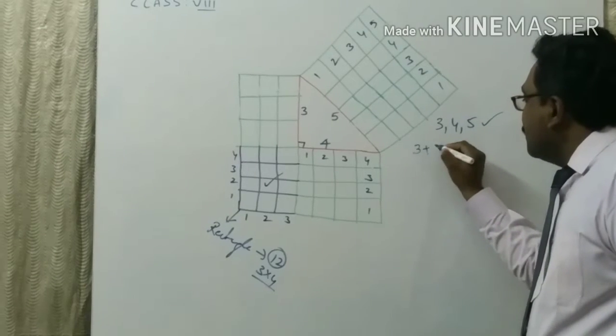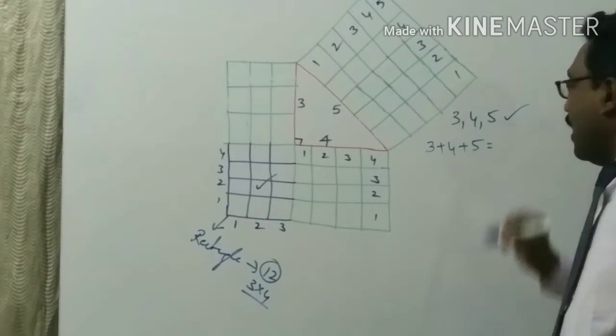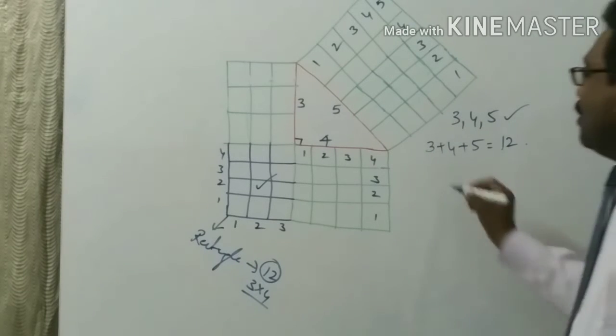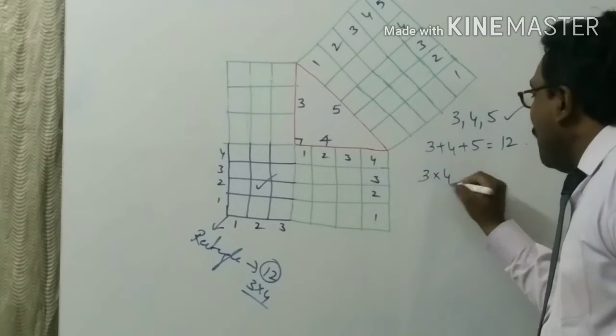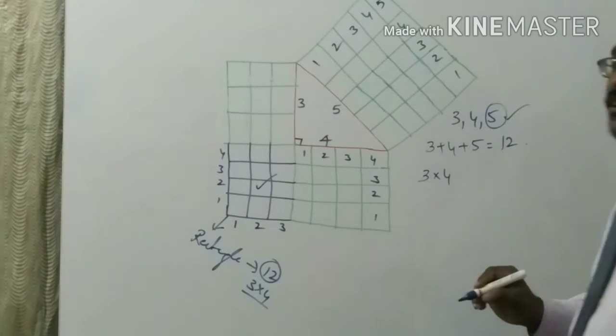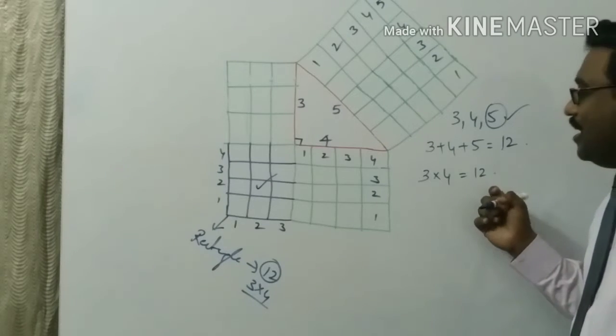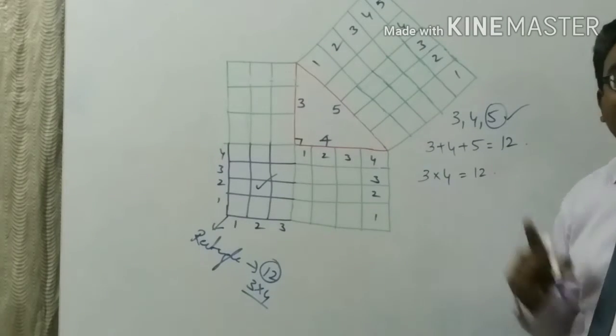Add the sides: 3 plus 4 plus 5. How much? 12. Now multiply only the perpendicular sides, not the hypotenuse: 12. So this is the very interesting fact we can find here.